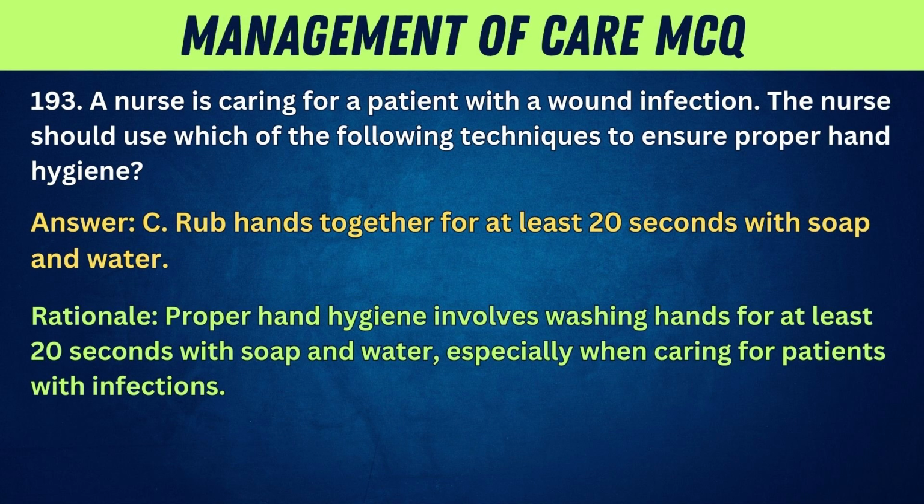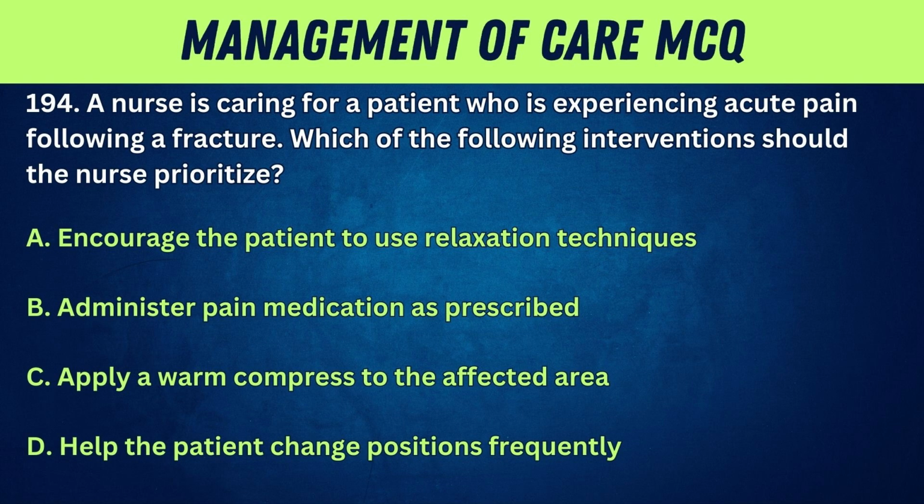Answer: C. Rub hands together for at least 20 seconds with soap and water. Rationale: proper hand hygiene involves washing hands for at least 20 seconds with soap and water, especially when caring for patients with infections. 194. A nurse is caring for a patient who is experiencing acute pain following a fracture.